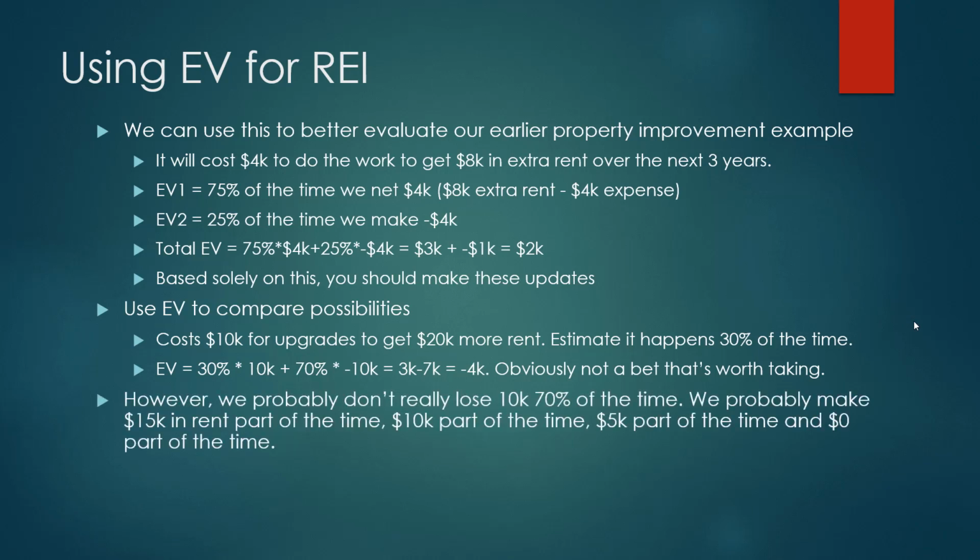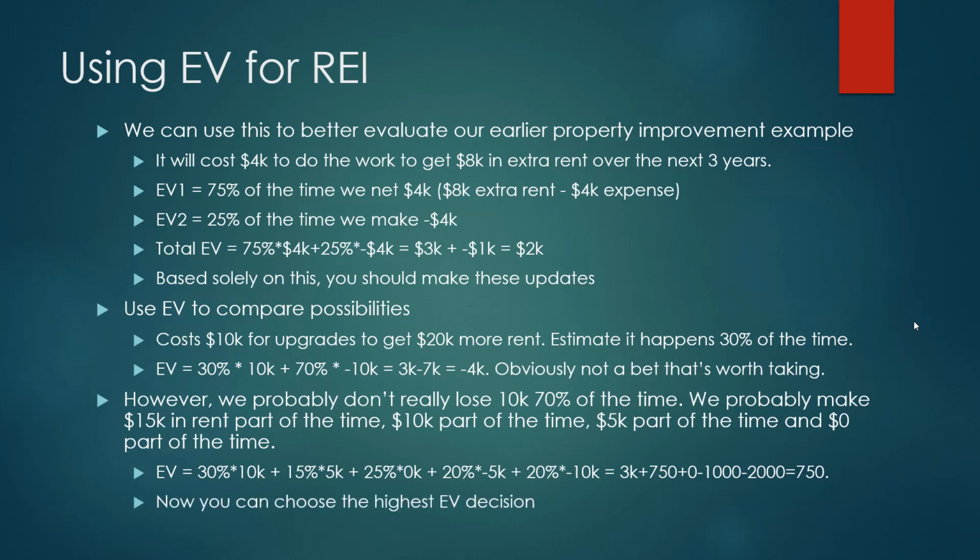So in this case, we probably don't really lose $10,000 70% of the time, though, right? Are we really going to lose the full $10,000? We probably get part of that each time. So you could rerun that calculation, and if we were a little more detailed in our estimates, maybe the expected value is $750. Should we make this decision? If it's the only one, yes, and we believe our estimates. But we have a better decision that makes us more money. We should choose the better decision. So this is evaluating all of your alternatives.